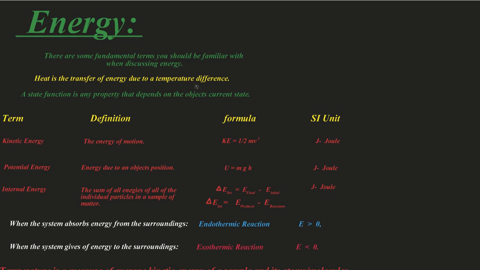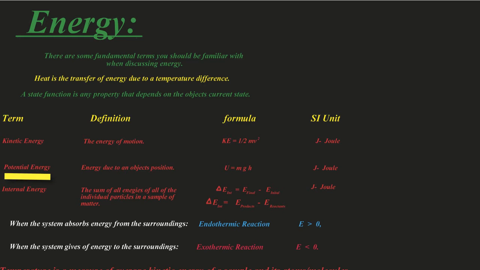And when we're discussing energy, there are a few different types. There's kinetic energy and potential energy. The kinetic energy is due to the energy of motion and is dependent on the mass, m, and the velocity, v. The SI unit for it is the joule.